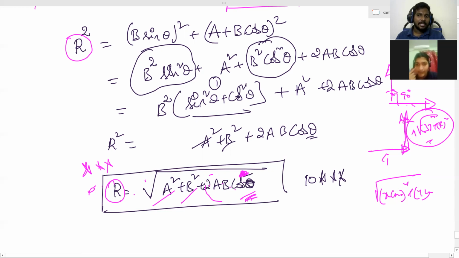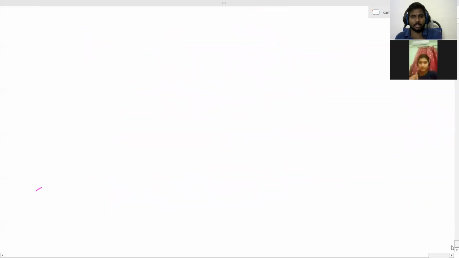Yes. That's why, instead of getting a lot of thetas and all, I write I cap, J cap. It's easy and direct. Otherwise, if it is not given in I cap and J cap, you have to use this formula: root over A square plus B square plus 2AB cos theta. Got it? Yes, sir. This is for magnitude. So should I find the direction also or not?